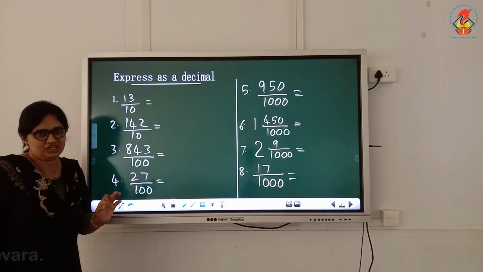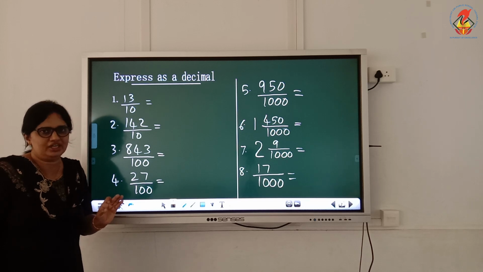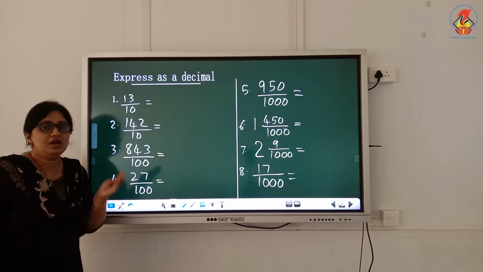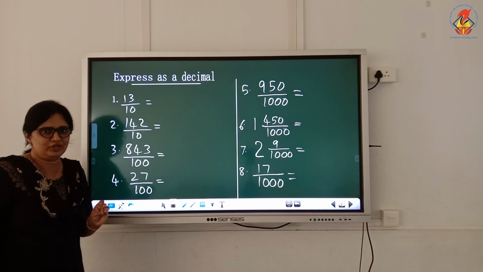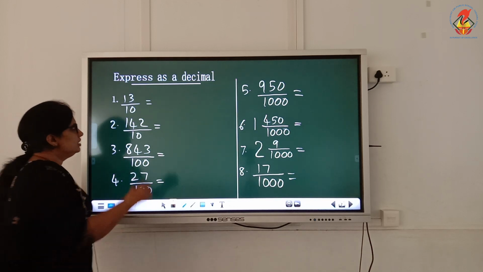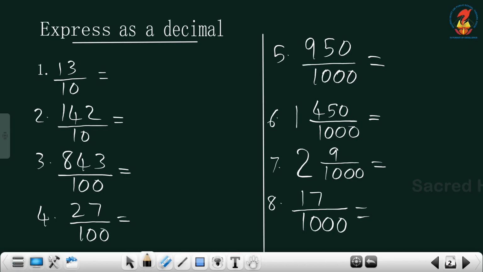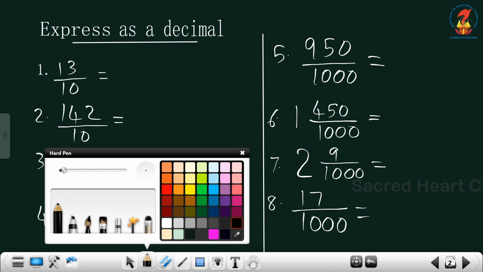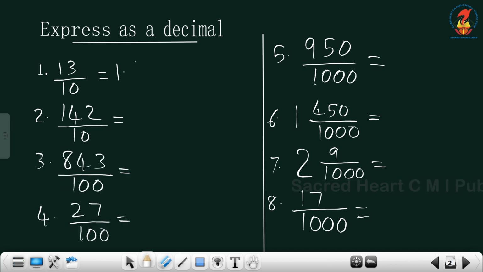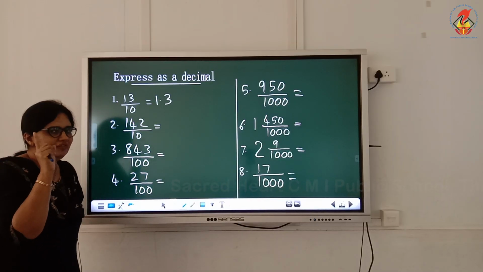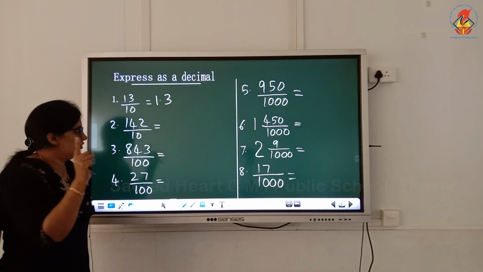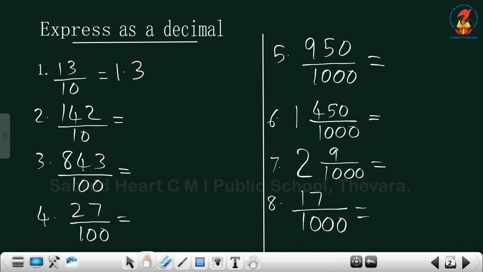13 divided by 10. How can you write it like that, children? For dividing by 10, how many decimal places do you need? One place only. So, I need to write it as 1.3 only, 1.3, because I need one decimal place only. You know what's the reason? Dividing by 10 only.